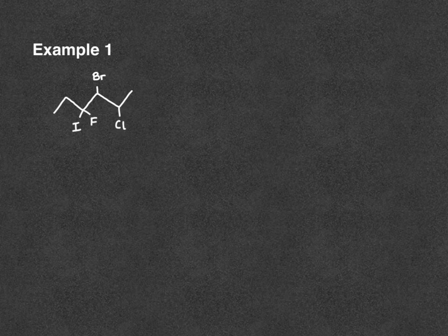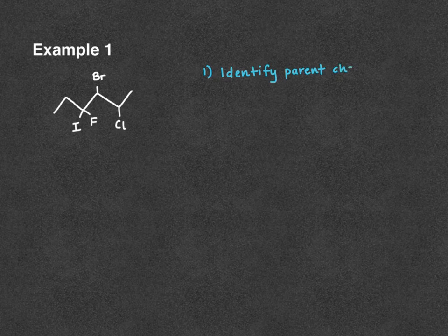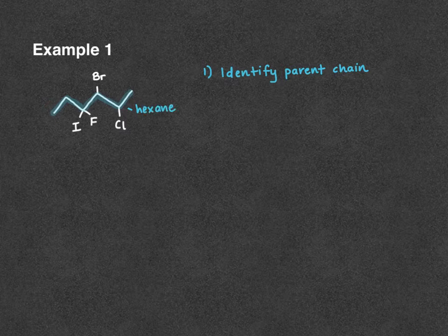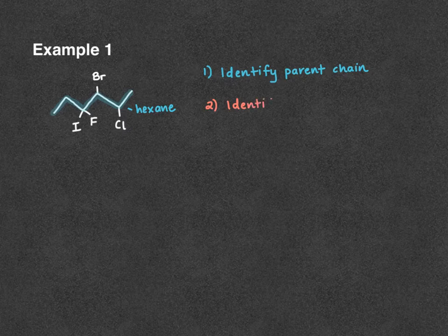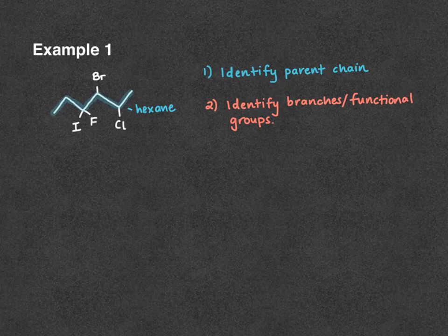So first step, as always, we're going to identify the parent chain. So here our parent chain is this 6-carbon chain, and that is hexane. Our next step is going to be to identify any branches or groups. For the purposes of simplifying things, we're going to call these substituents. So anything coming off of that main chain will be called a substituent.